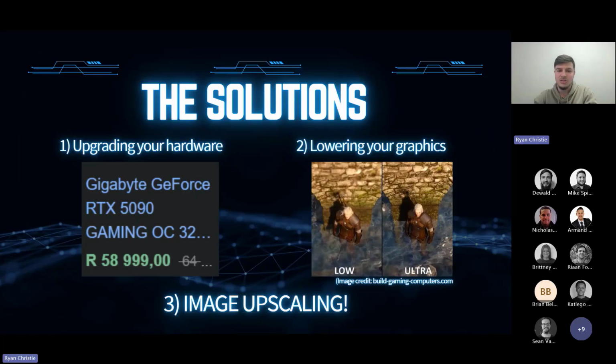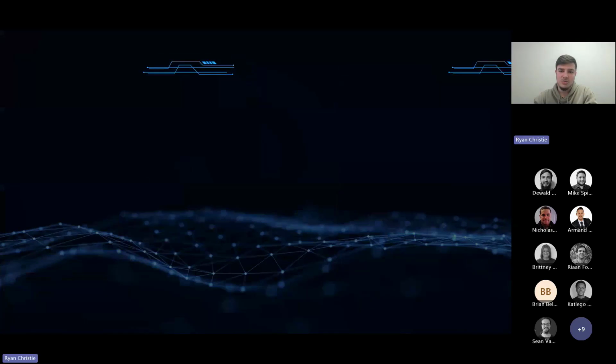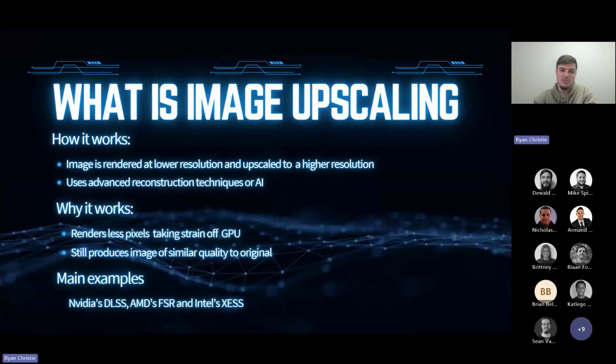Then the third option is image upscaling. So what is image upscaling? Well, it essentially uses some advanced reconstruction algorithm or AI to take a lower resolution image and upscale it to a higher resolution image.